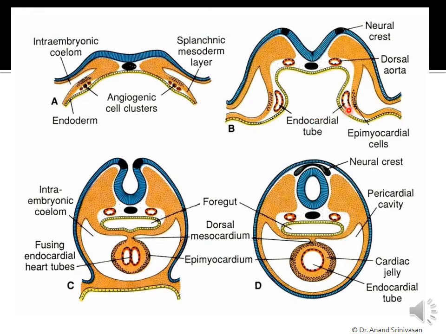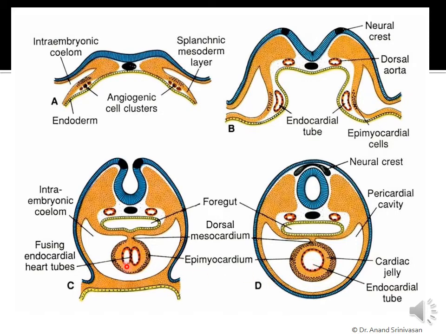Now what happens after these endocardial heart tubes? These two endocardial heart tubes come closer together and get fused to form one single endocardial tube, or the heart tube. So this is how the heart tube is formed. Initially there are two tubes, and they get united to form one single endocardial tube.